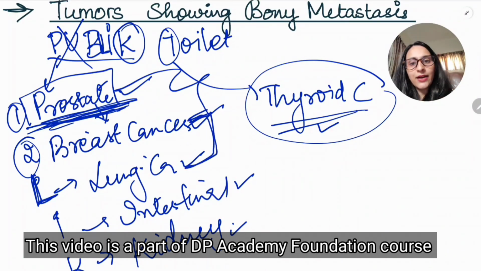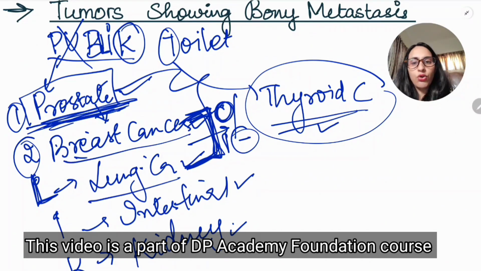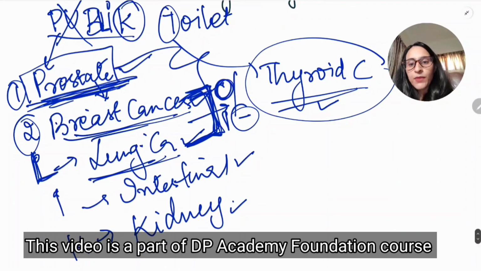While on the other hand, breast cancer and lung cancer, both of these cancers can be either osteoblastic or osteoclastic. Either they can make the bone or break the bone. So they are going to be either osteoblastic or osteolytic. Breast cancer and lung cancer, both of these go and sit into the bone. So they show a bony metastasis.